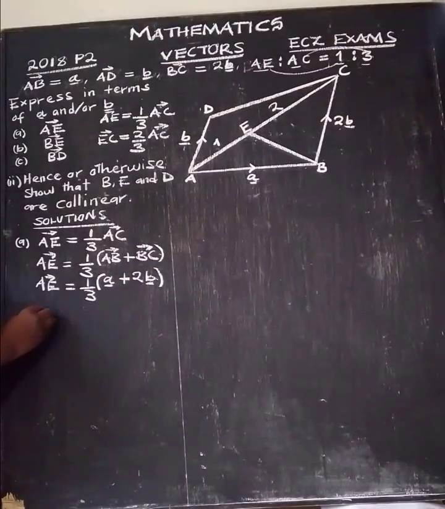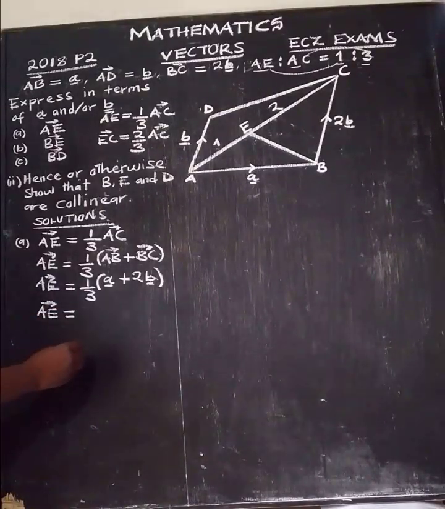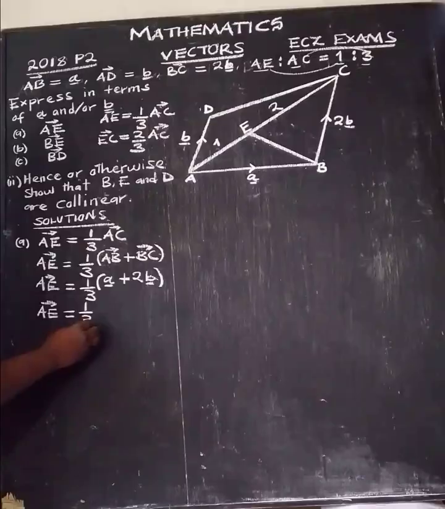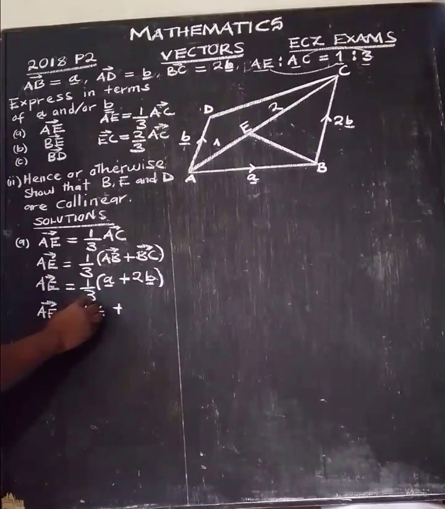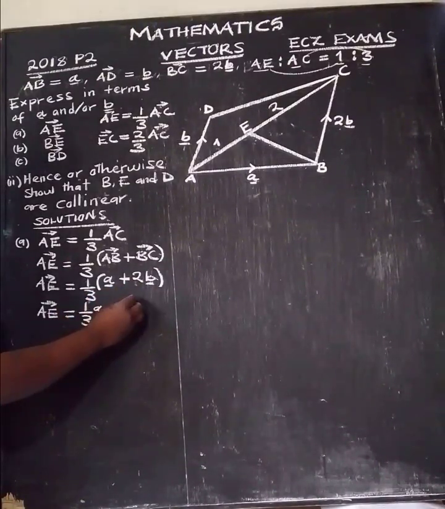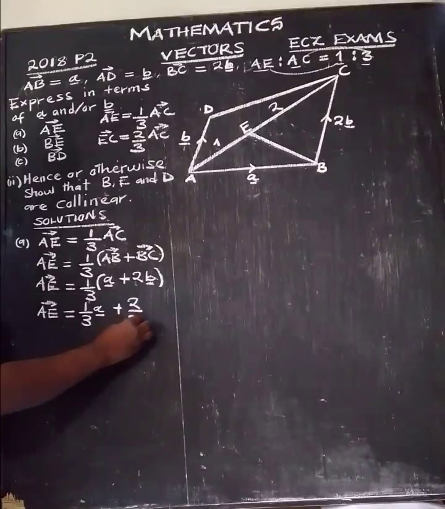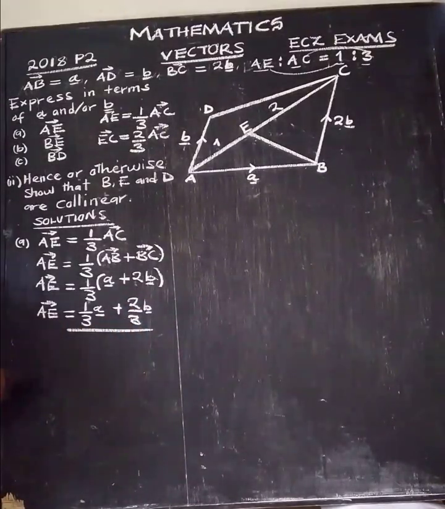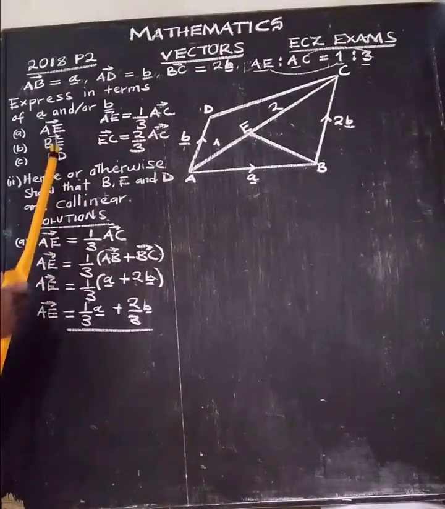Okay, so AE is equal to, we can distribute, it's like you have 1 over 3 multiplied by vector A, you get 1 over 3 vector A. Then plus 1 over 3 times 2 vector B, we're going to get 2 over 3 vector B. So this is our answer. Okay, let's look at this other one.